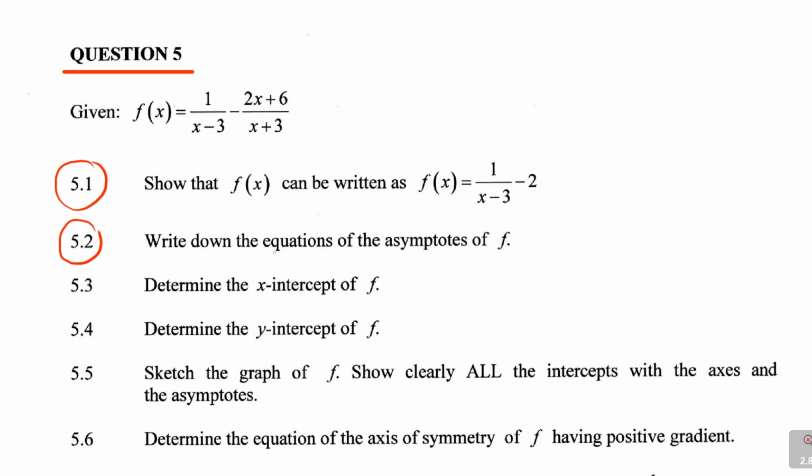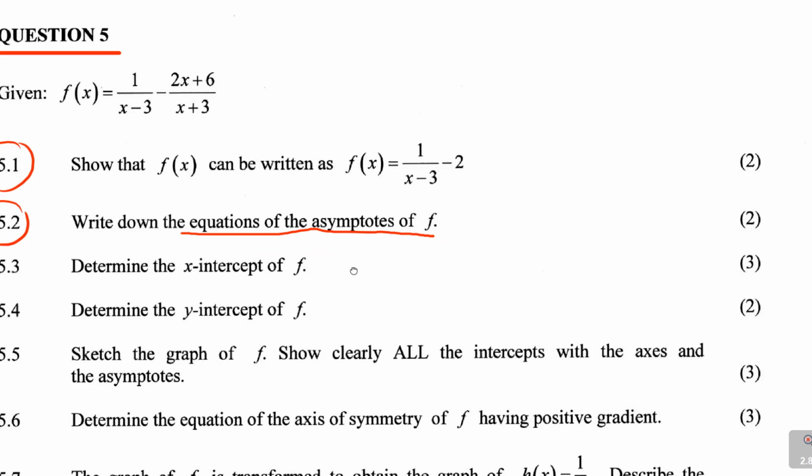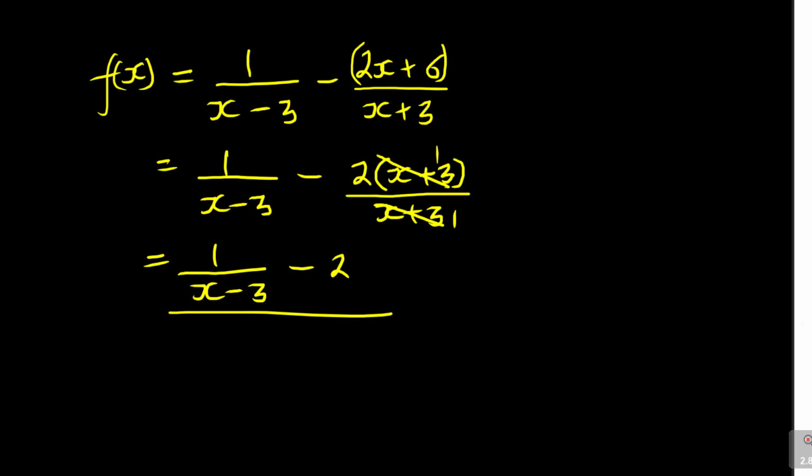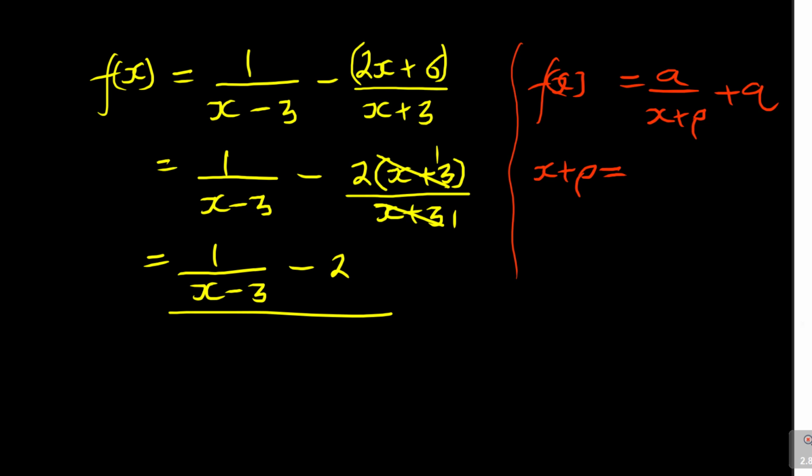Number 5.2, write down the equations of the asymptotes of f. How many marks? 2 marks. You need to know that. Remember, whenever you are given this equation, let me just go back to the general equation to say f of x is equal to a over x plus p plus q. Now they'll always tell you that if you are looking at asymptotes, you say x plus p, you equate that to 0, therefore x is equal to minus p. That's the equation of the x asymptote.